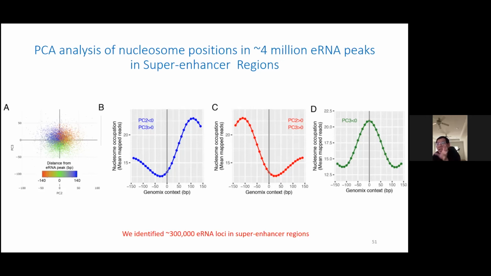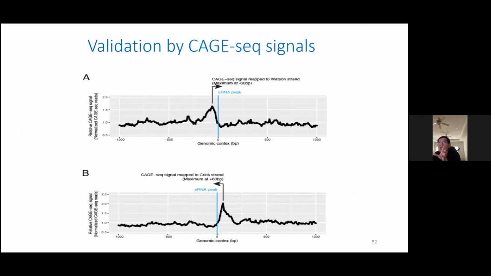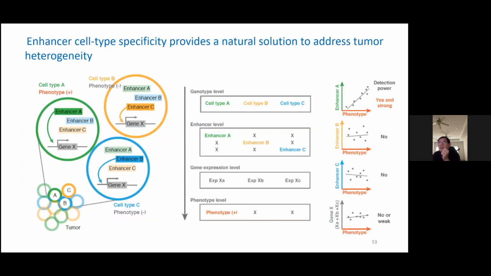Then we can validate this. Given those loci, for certain regions they have eRNA signal, and you see they have very clear CAGE signal around the eRNA peak we annotated. But for the vast majority of regions, you don't have the CAGE signal, so our eRNA signal really can give a lot of new loci. So the reason is why.